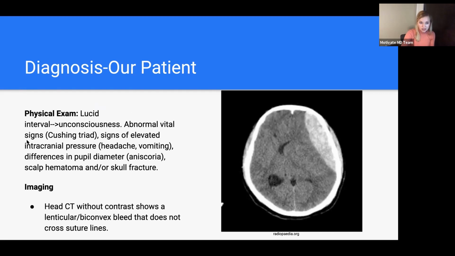Our abnormal vital signs are the Cushing triad. So Cushing triad has to do with some of the vital signs that we were talking about earlier. So our irregular respirations.